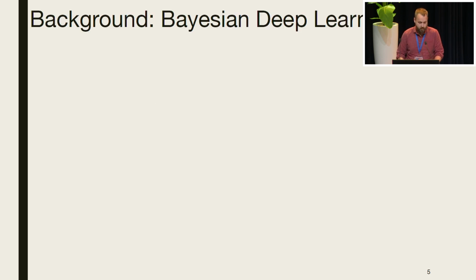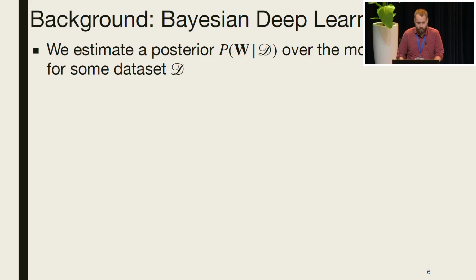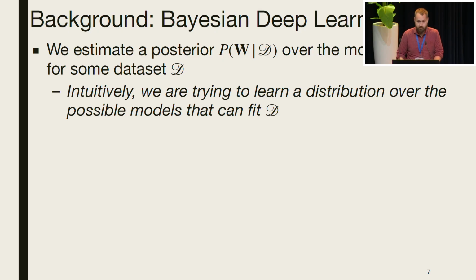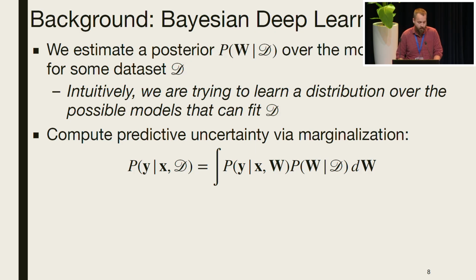A well-principled approach to uncertainty quantification in prior work is Bayesian deep learning. Here, we try to explicitly approximate a posterior over all of the model weights W for some neural network and some data set D. So intuitively, we're trying to learn a distribution over all the possible neural networks that can fit the data set D well. Once we have this, we can compute predictive uncertainty for some input X and output Y by marginalizing over these weights.